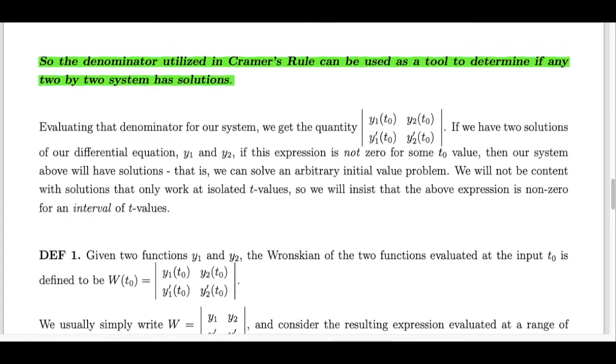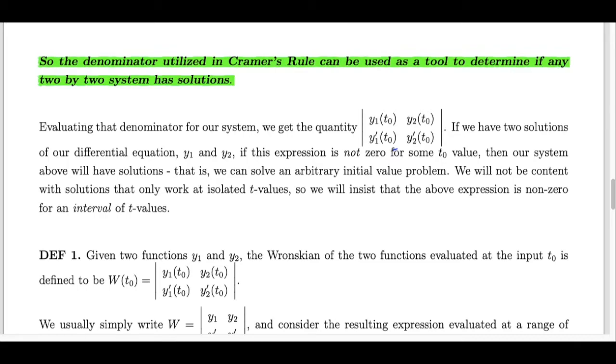Let's go ahead and find that Cramer's rule denominator for our system. Here it is. You have to back up and look at the components of our system to verify that this is the determinant prescribed by Cramer's rule. This is the determinant that we would get in the denominator if we were going to use Cramer's rule to solve our system. So, given two solutions of a second order LHCC differential equation, if this expression is not 0 for some t sub 0 value, then the system of linear equations will have solutions. We will be able to solve for C1 and C2.